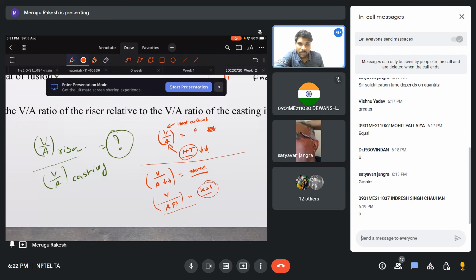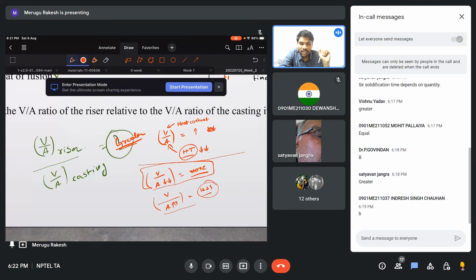So the heat transfer is more in this case, so it cannot stay in liquid form for more time. If the surface area is less, the heat transfer is less, so it can hold the heat content for more time, and it will be in the liquid state for more time. That is what we need in a riser. So this ratio for the riser should be greater. It should not be equal, it should not be less, it should be greater.